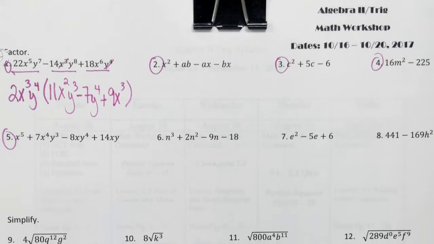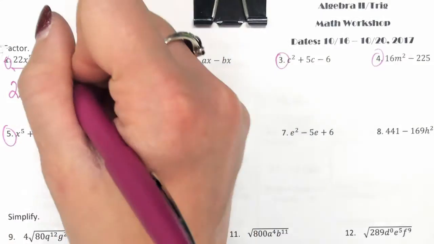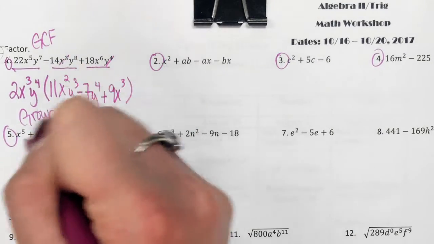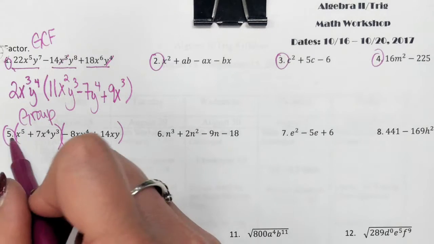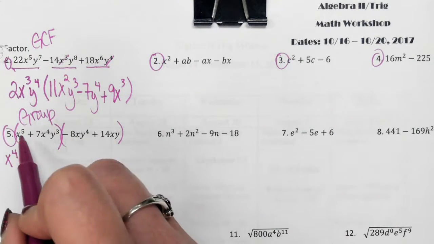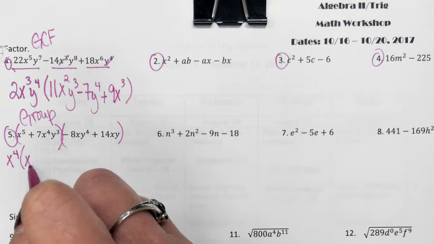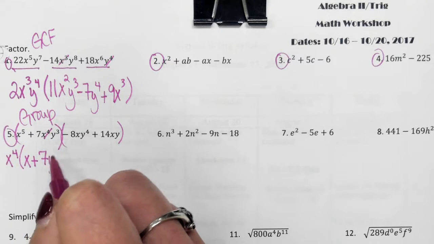Let's do number 5 for a second. How many terms does number 5 have? 4. So what do we do? Grouping. There you go. So what do the first 2 have in common? X what? To the 4th. There you go. So you had 5 and you took out 4. How many do you have left? 1. There you go. And then you took out all 4 of those.